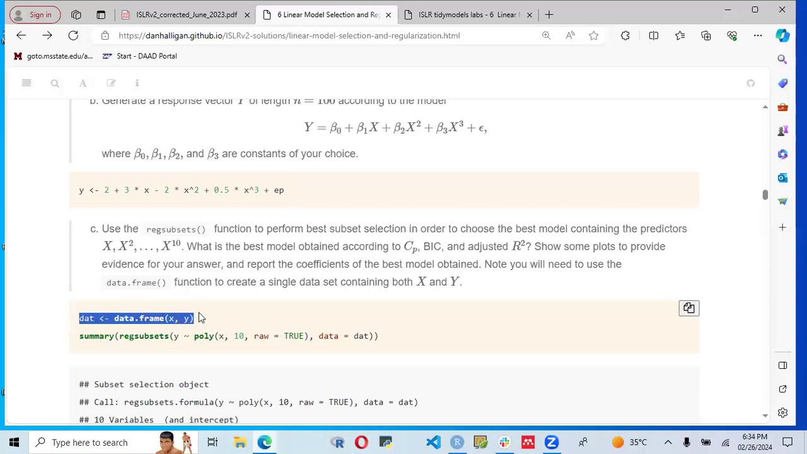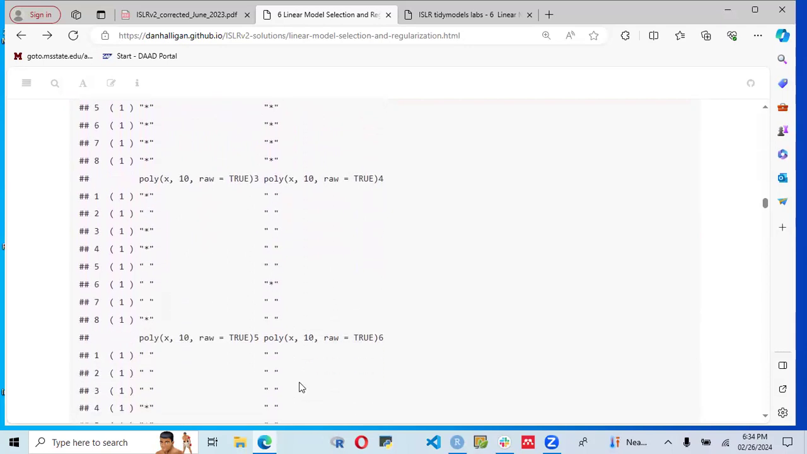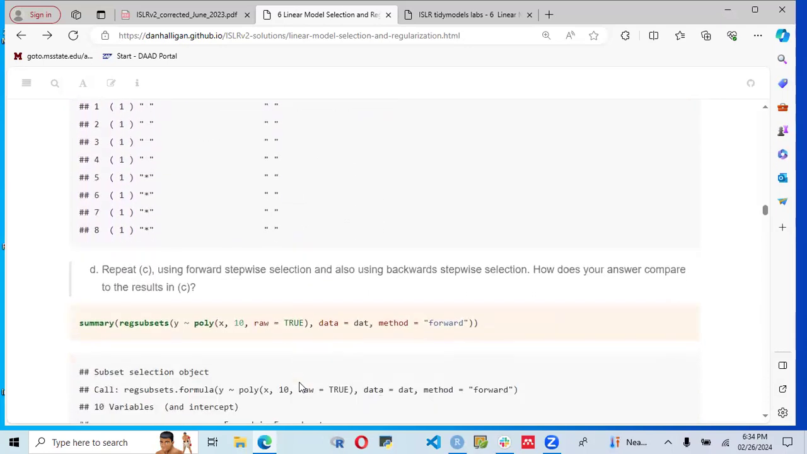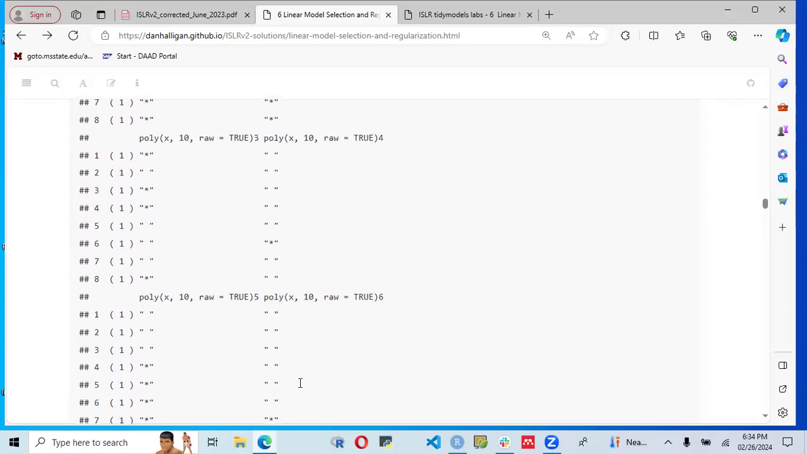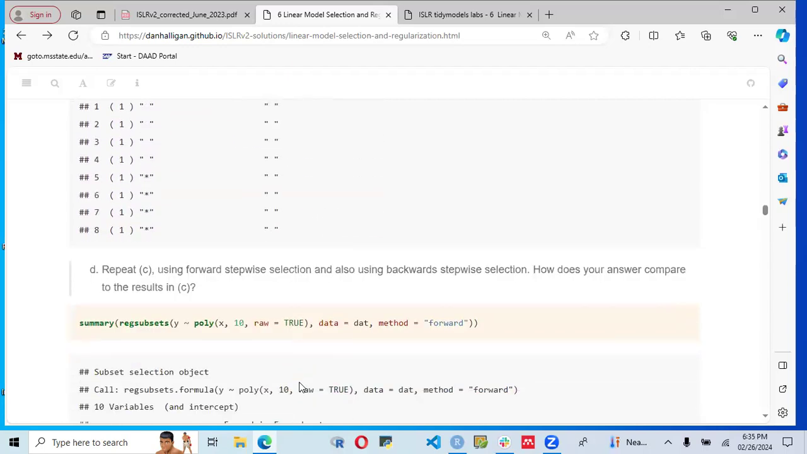We now have used the summary function. Within the summary function, we are using the regsubsets function, where we have Y tilde poly X 10. So this polynomial function is going to be up to order 10. Then we say raw equals TRUE, then the data is that. So we have the subset selection object. We can see these are the results we got from that model, which is the subset.